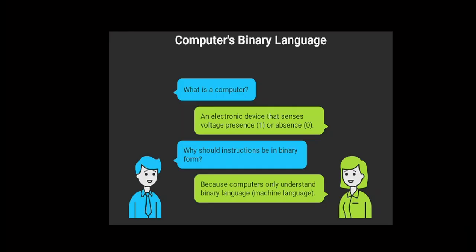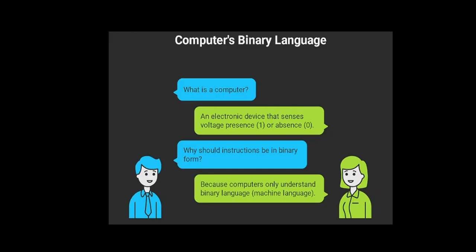And since computer understands only binary language, it is very important for us to understand the number systems because we deal with decimal numbers and computer understands only binary numbers. So we need to understand how to convert a decimal number into binary and what are the other number systems that are used inside a computer.